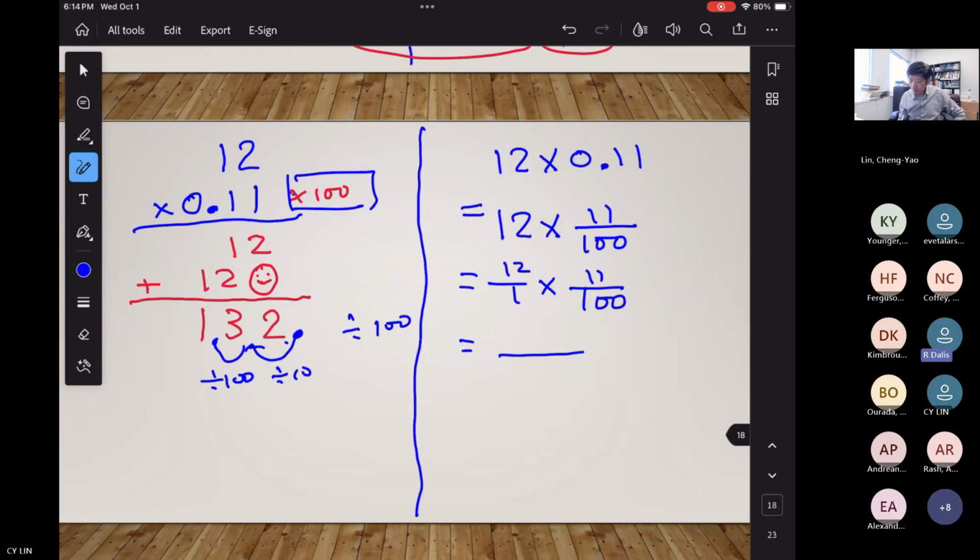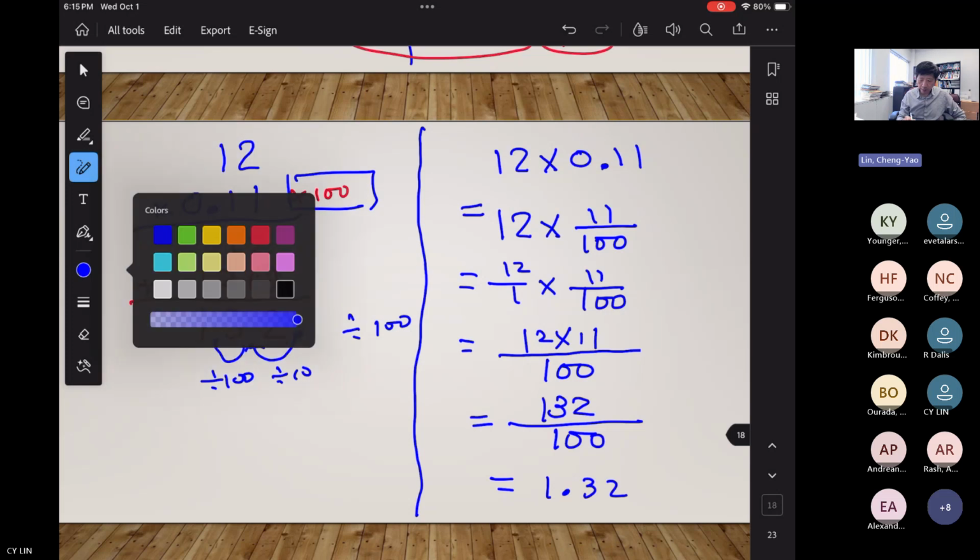When we say ignore the decimal point, I mean we take 12 times 11. Does that make sense to you? And then the bottom is 100. And then ignoring the decimal point means 132 divided by 100. And therefore, we got 1.32.